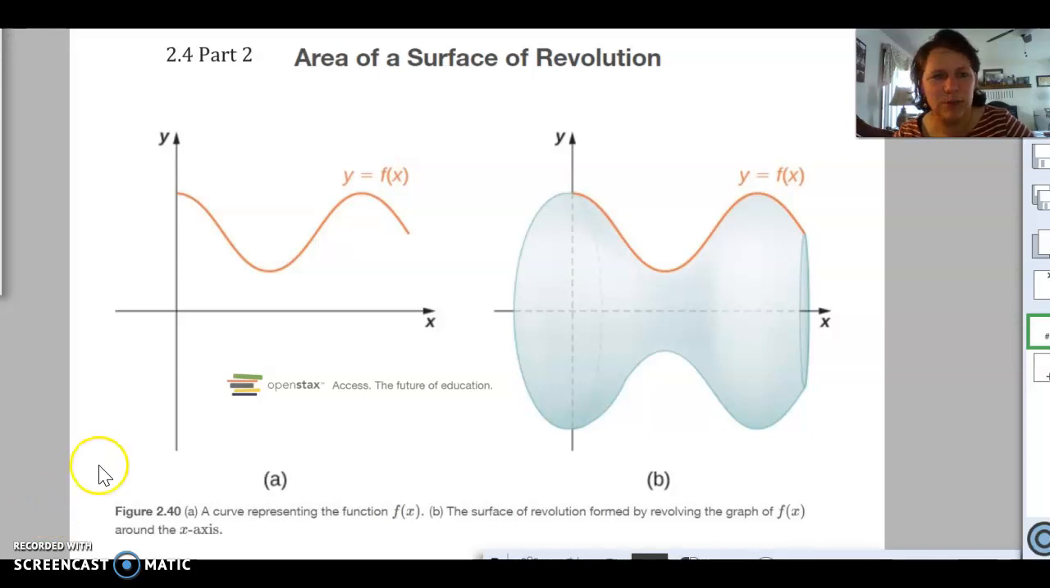For section 2.4, part 2, we are going to be working on area of a surface of revolution, which really all that means is that we're going to be working on surface area of an object that's circular. So, as you can see here, what we found before is we have been able to, with the last equation, find the length of this line. Now, we want to know what happens when we take that line and revolve it around the x-axis.